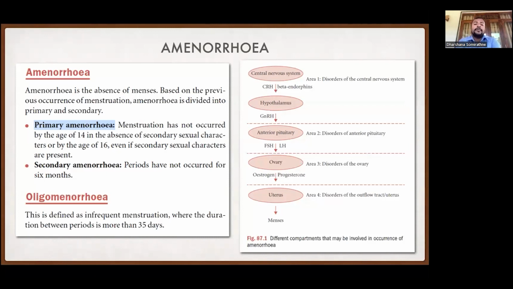Again, for primary amenorrhea, they define it like this: any girl who has got sexual characteristics, even at the age of 16, if she's not menstruating, there's a problem. Again, any girl without sexual characteristics at the age of 14 is a problem. If you see this type of presentation, then definitely something is wrong with the HPO axis, hypothalamo-pituitary or uterine problems, and then you have to definitely refer to the gynecologist for further evaluation.